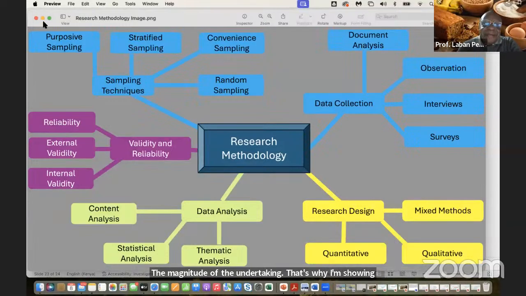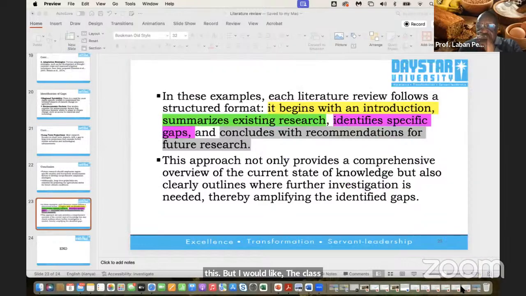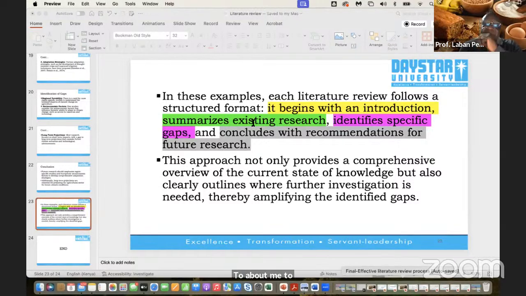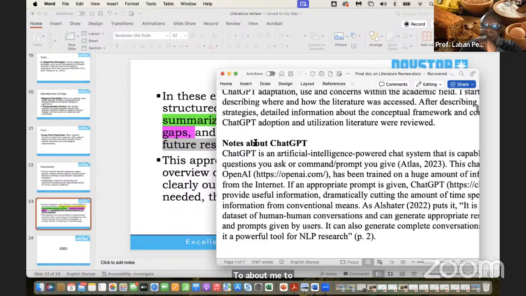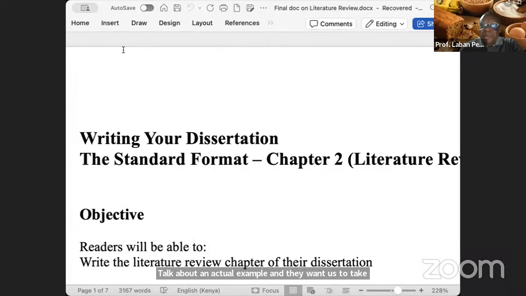But I would like the class to allow me to talk about, let me stop sharing, talk about an actual example, and I want us to take time on this until we are confident of what it is that is required of us.